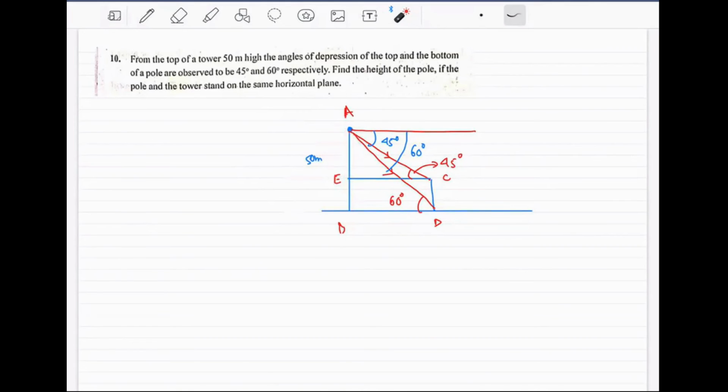Get it? So let's start. Solution. You have to mention first what is what. AB is the tower.